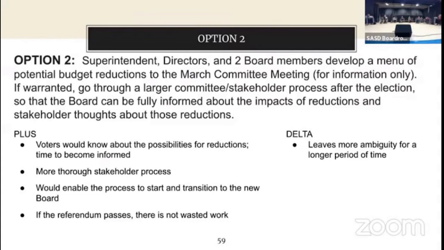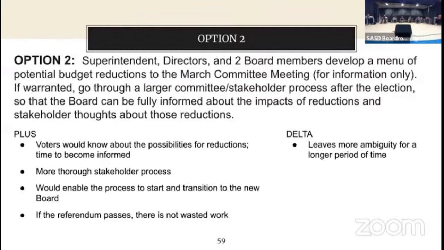I do think that waiting to have this process just allows for a more thorough stakeholder process with both our internal and our external stakeholders. And it would enable the process to start. We could start with that menu, get that basic information out there, and then transition to the new board. And then if the referendum does pass, there isn't a lot of wasted work bringing committees together and doing all of that. However, the delta for that is it does leave more ambiguity for a longer time. And I know that with the fatigue of COVID and a lot of ambiguity, people want answers for things. So that's a very real delta.